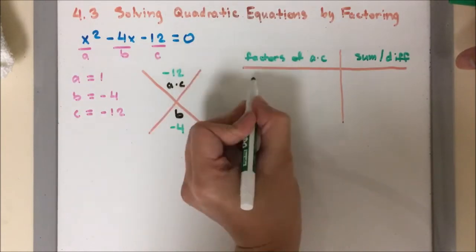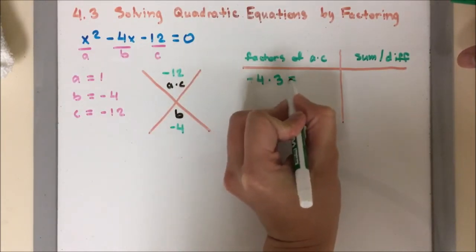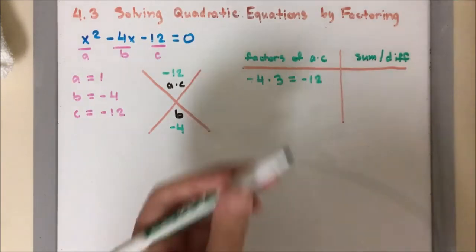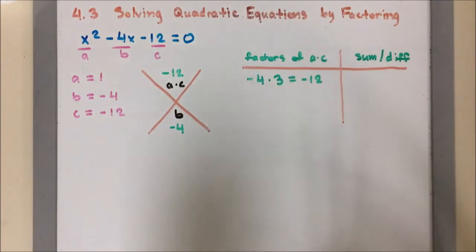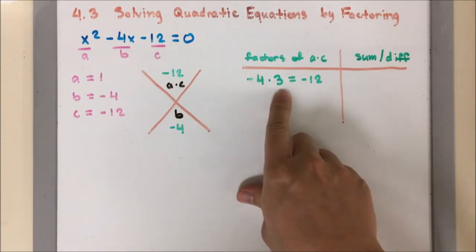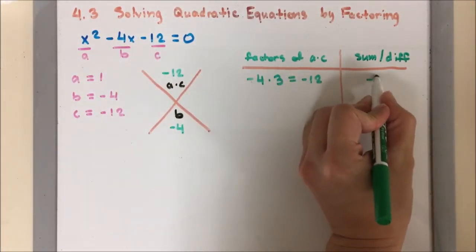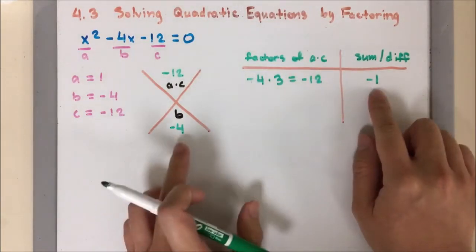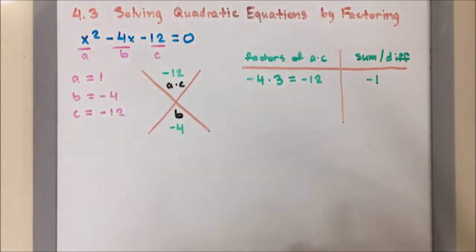Let me move it to the side. Negative 4 times positive 3 will give you negative 12. But if I were to combine my factors, negative 4 and a positive 3, the sum or difference between those two factors is negative 1. So it doesn't match with my B value, so I can't use these two factors.